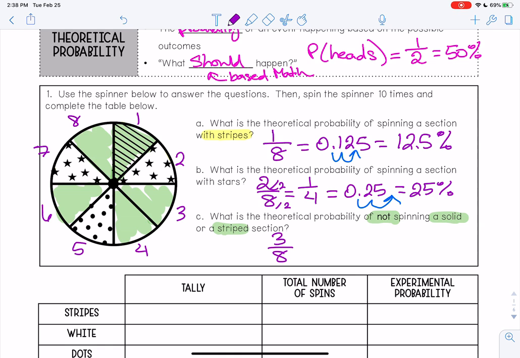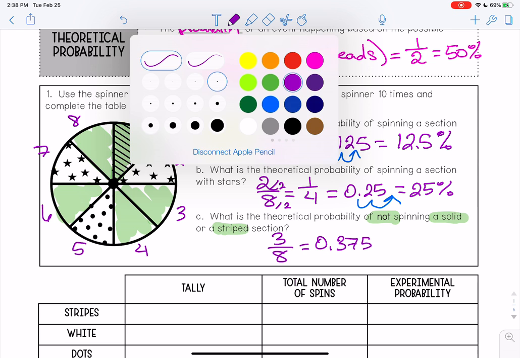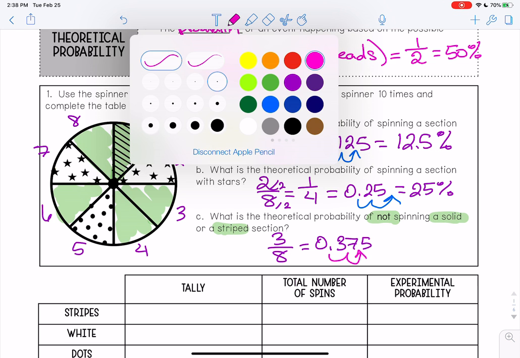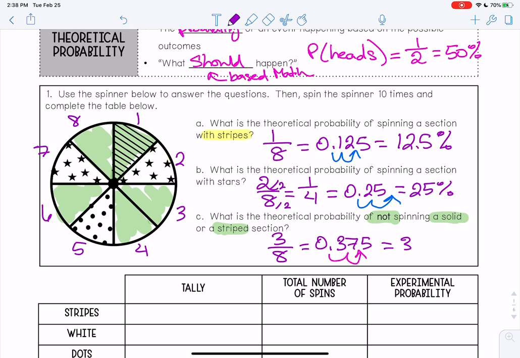We're going to divide 3 by 8, and we get 0.375. We can move that decimal over 2 places, and we end up with 37.5% probability of not getting a solid or a stripe.